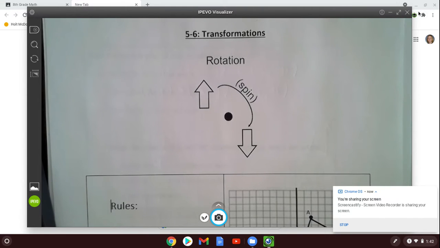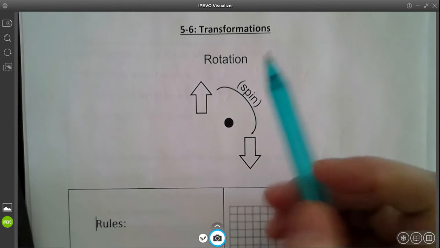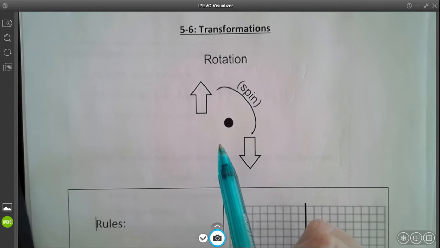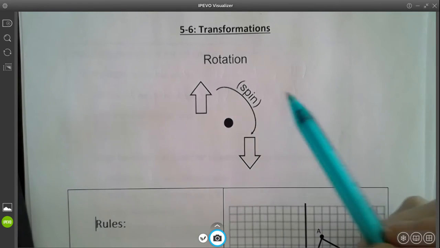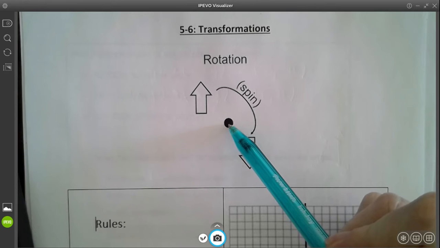Okay, this is the last part of section 5-6. It's about rotations. That's the last type of transformation. So another word for rotation is a spin. Okay, and every rotation has a fixed point that we rotate it about.